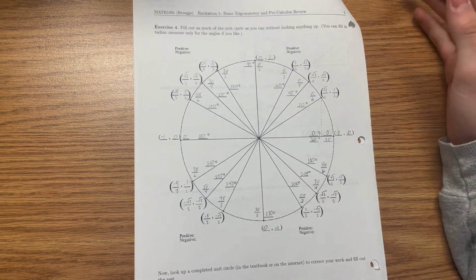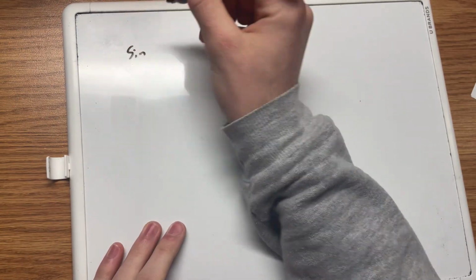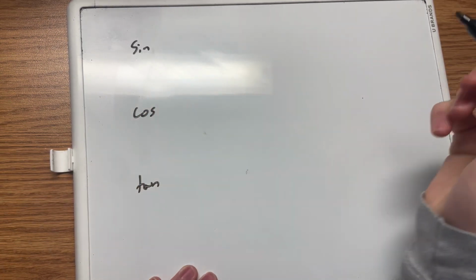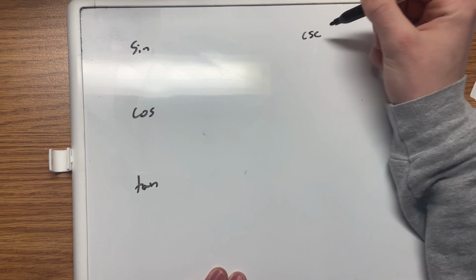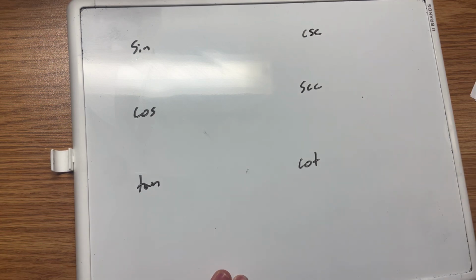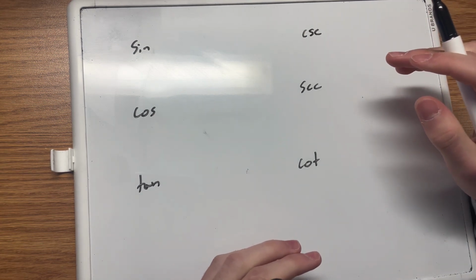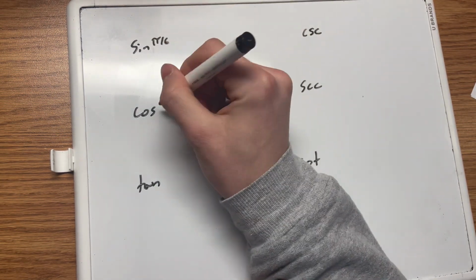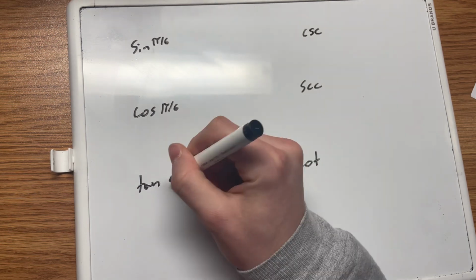But a great way to practice whether or not you know your unit circle is by simply listing out all of your different trigonometric functions and then solving them based off the unit circle. So we have sine, cosine, and tangent, and then we have cosecant, secant, and cotangent. So what value do we want to use? Let's say we use pi over 6.